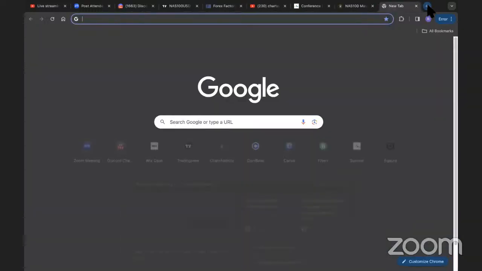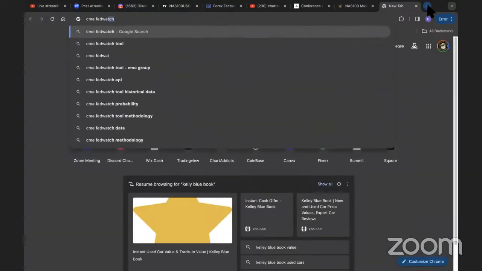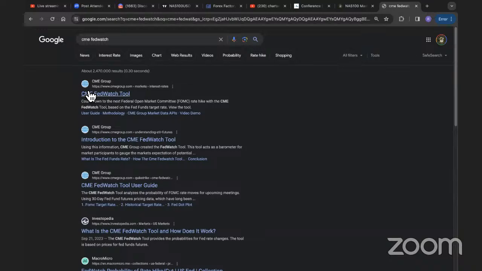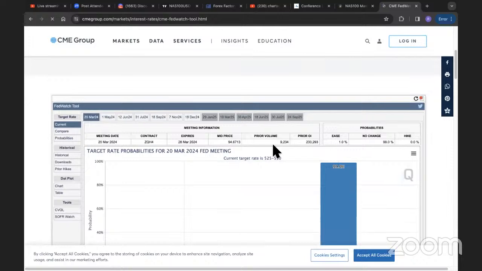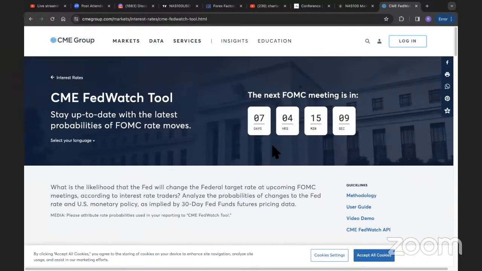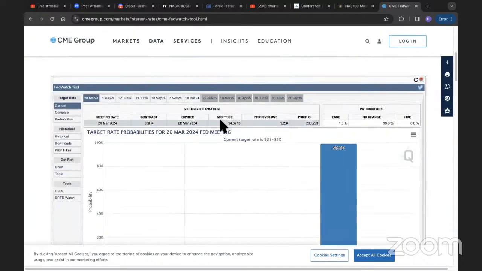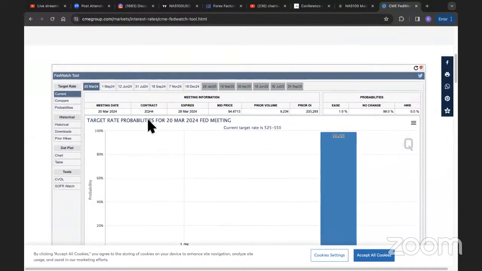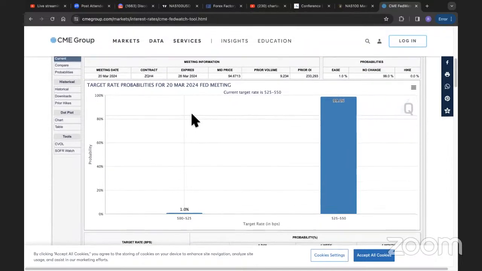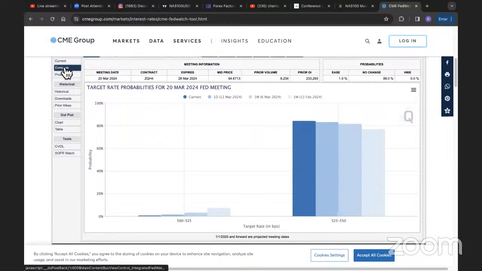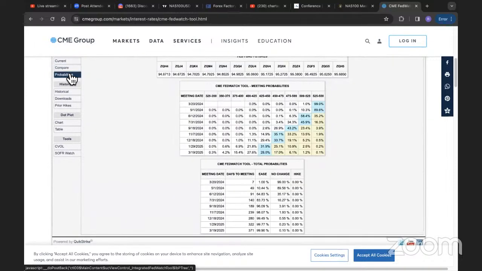And I think that if we check the CME Fed Watch tool, which tracks the likelihood of a Fed rate hike or cut in the next meeting based on Fed futures contracts that are currently active. Okay, so this is the target range. Let's do compare. Actually, let's do probabilities.